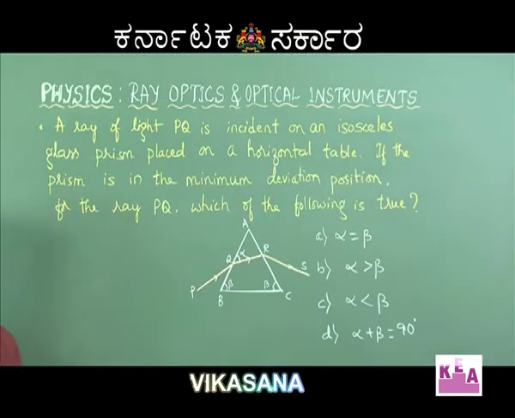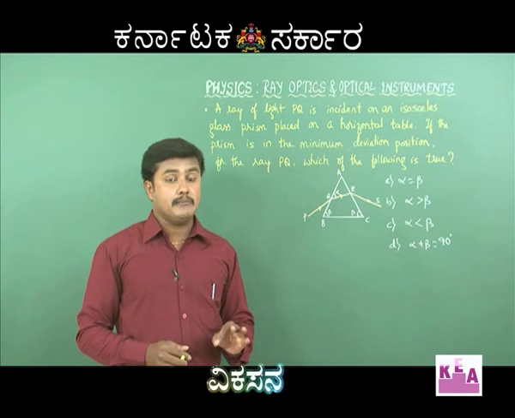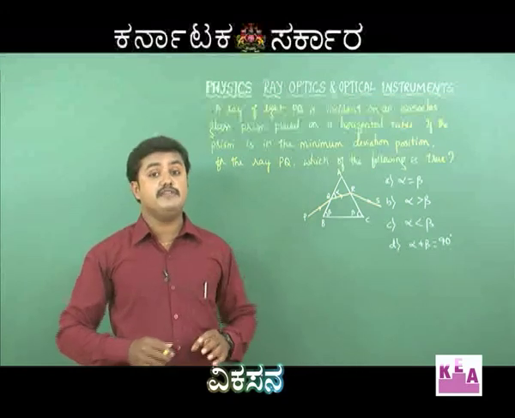Now let us take up a problem on prisms. A ray of light PQ is incident on an isosceles glass prism placed on a horizontal table. If the prism is in the minimum deviation position for the ray PQ, which of the following is true? Options: alpha is equal to beta, alpha is greater than beta, alpha is less than beta, alpha plus beta is equal to 90 degrees. Dear students, this is based on a fundamental of the prism when kept in minimum deviation position.